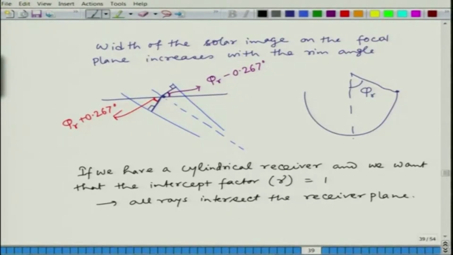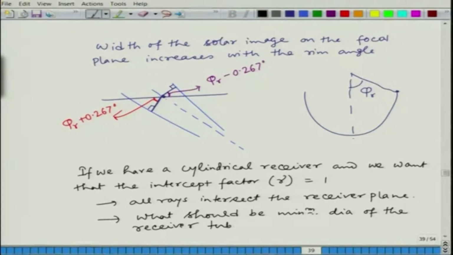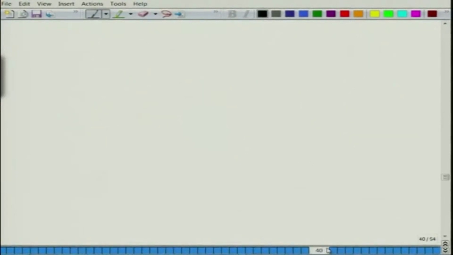Okay, if we want that, then what should be the minimum diameter of the receiver tube? So, that is a legitimate question to ask, right. We want to know the dimension of the tube, so that all the rays are intersected.